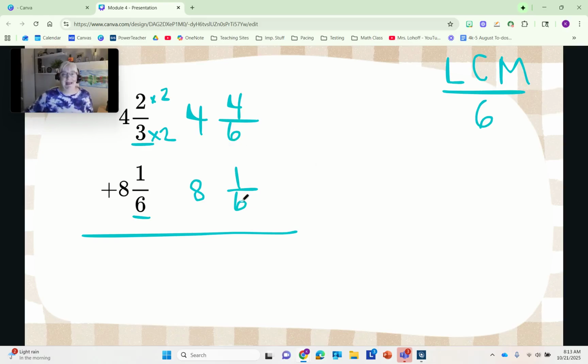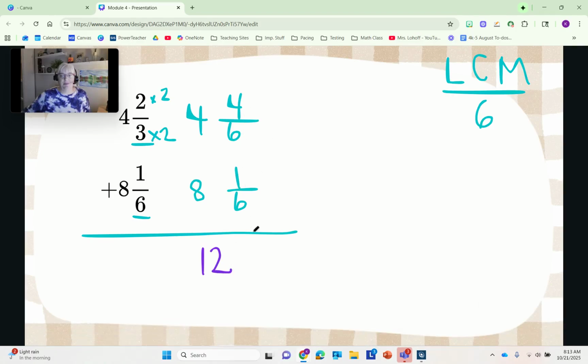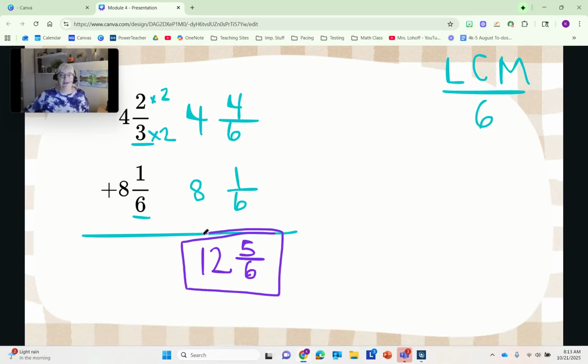Now we have denominators that are the same, and we can add just like we did before. And I'm going to change colors for this part. 4 plus 8 is 12. 4/6 plus 1/6 is 5/6. This fraction cannot be reduced, so the final answer is 12 and 5/6. See how it's the same process we did before? We're just adding in a mixed number, a whole number, in front of the fraction.